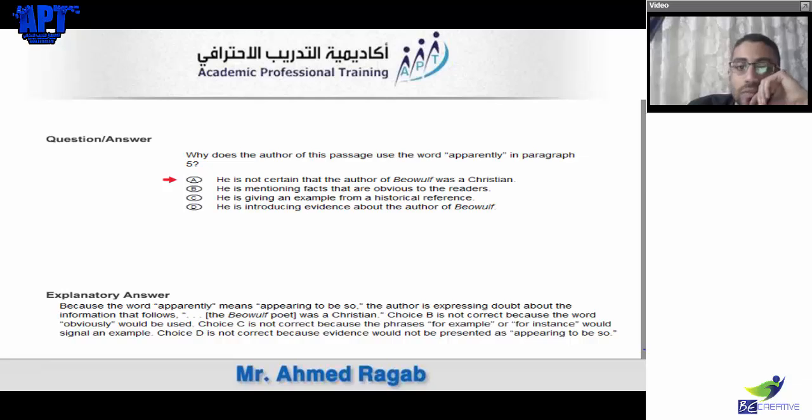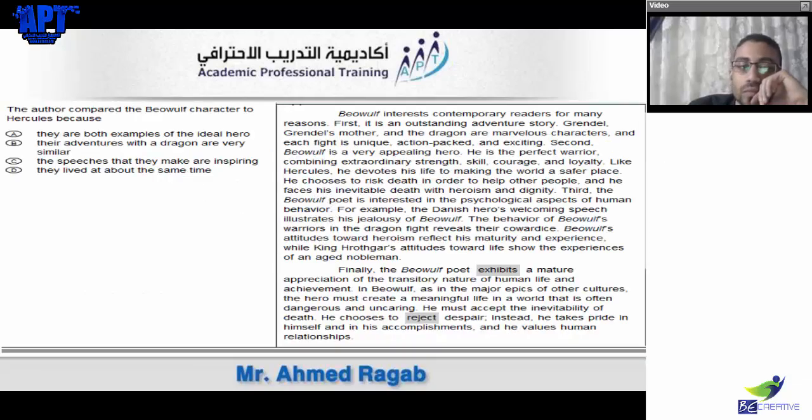Appearing, as we said. Now, the author compared the Beowulf character to Hercules because: we know Hercules, one of the famous characters, the strong guy. They are both examples of the ideal hero. Their adventures with a dragon are very similar. The speeches that they make are inspiring. They live at about the same time.